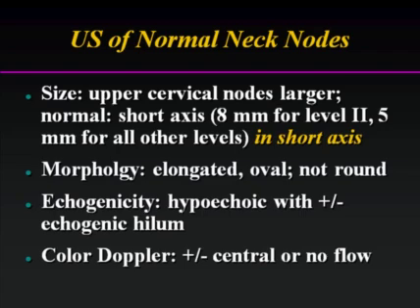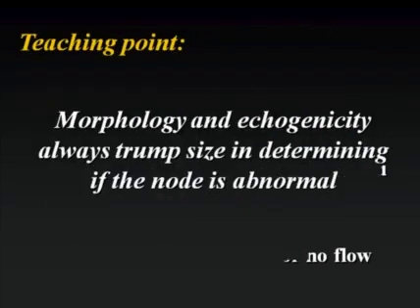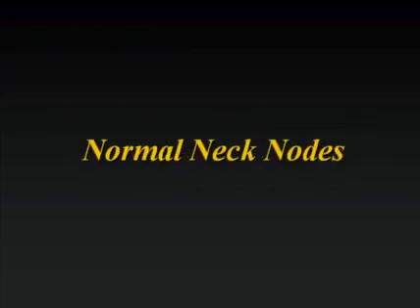Now, with color Doppler, normal neck nodes rarely have much color, but when they do, it is always in a pattern of central arborization, and that will be very important as we distinguish abnormal neck nodes. Morphology and echogenicity always trump size in determining if the node is abnormal. It's a very important observation.